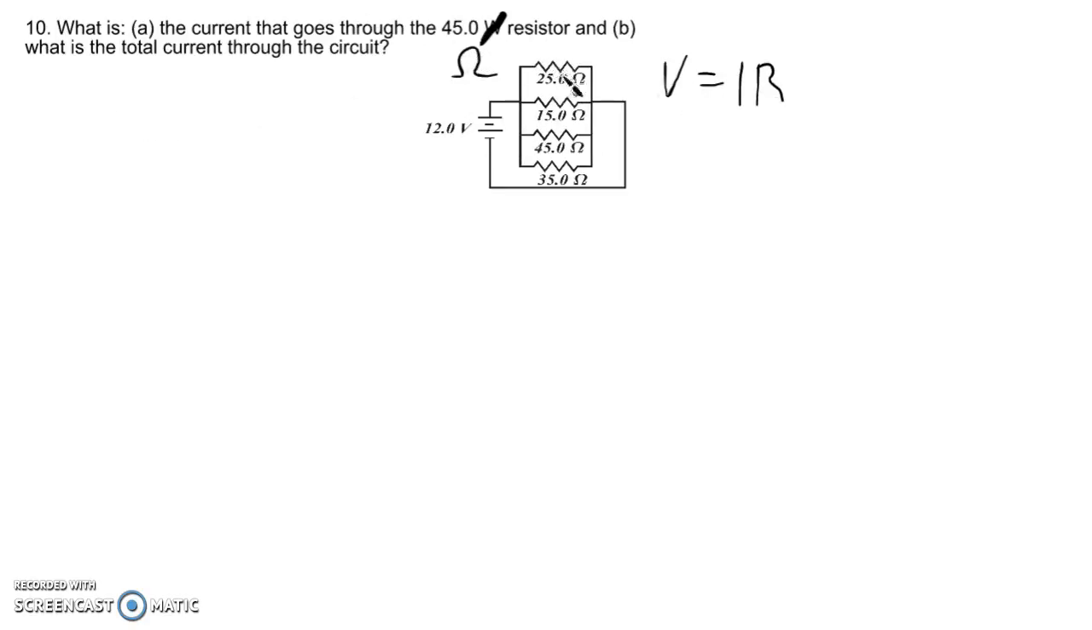we say that, okay, so we know that the total voltage is equal to the voltage for each resistor, as this is a parallel circuit. So we know that the voltage is 12 volts because it's 12 volts in total. So V1 equals, or this would actually be V3. V3 equals 12. We know the resistance is 45 ohms.